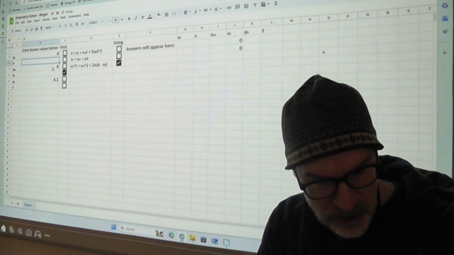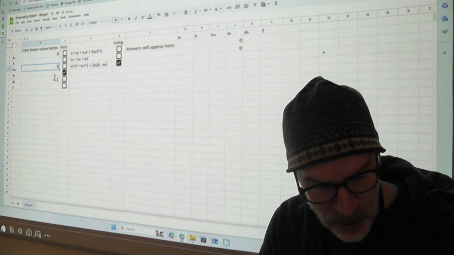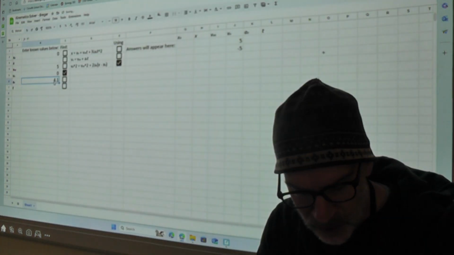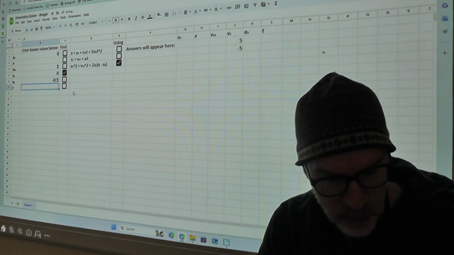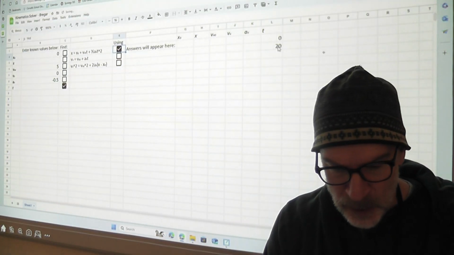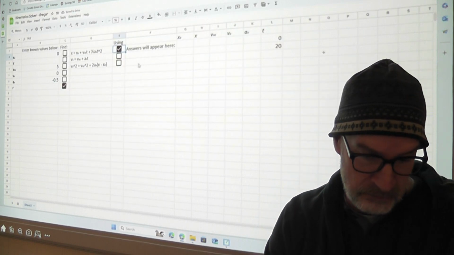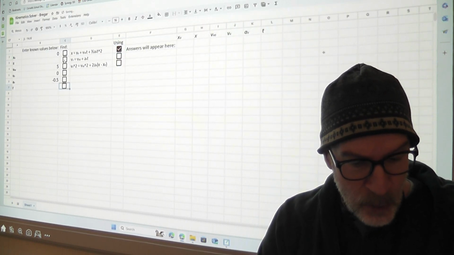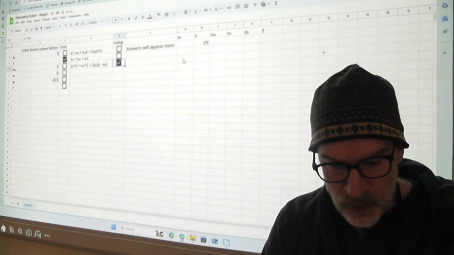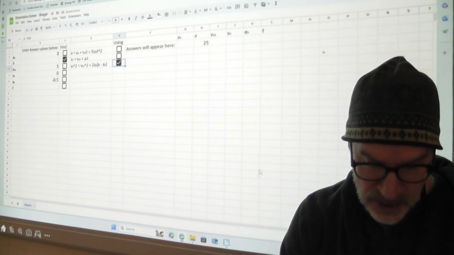Our initial position is 0, final position is unknown, initial velocity is 5, final velocity is 0, and our acceleration is negative 0.5. We could find time. It's going to take about 20 seconds, okay? But we don't need that. What we want to know is how far. And we can find that using this equation. It looks like 25 meters.